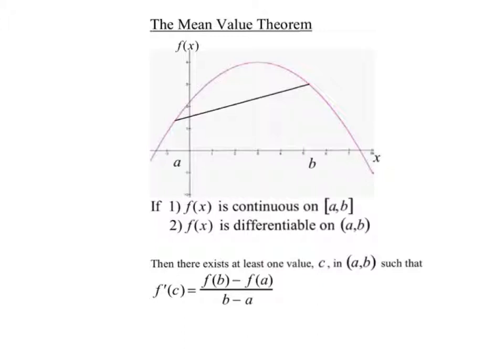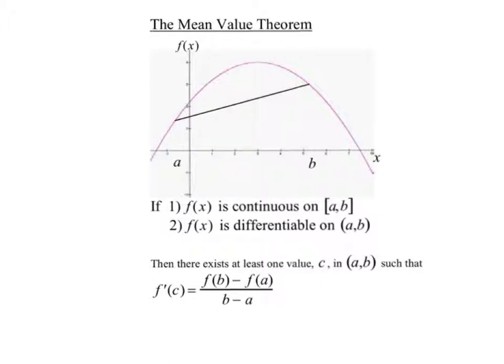All right, if those two conditions are met, then there exists at least one value c within (a, b), and notice that's an open interval again, so that means it can't be a or b, such that f prime of c is equal to f of b minus f of a over b minus a. Let's take a look at this formula for a second and break it down.